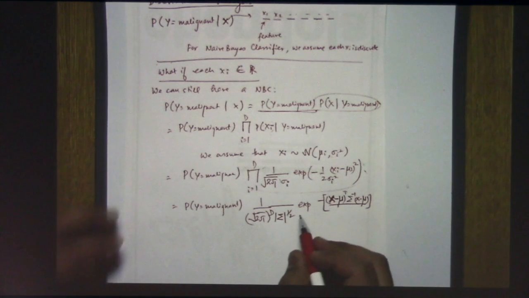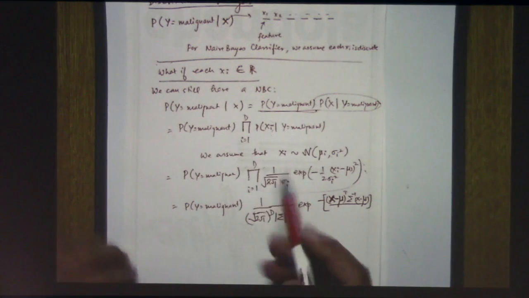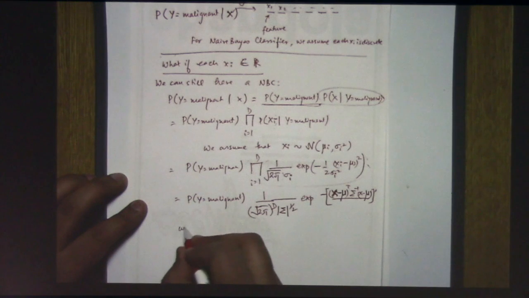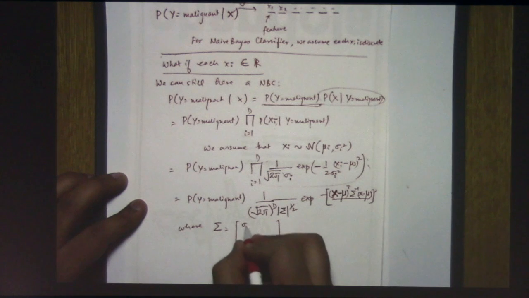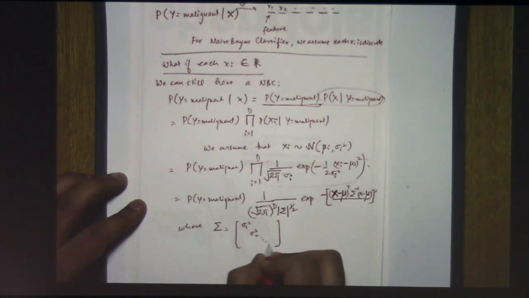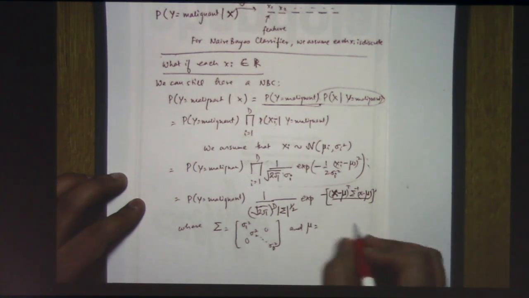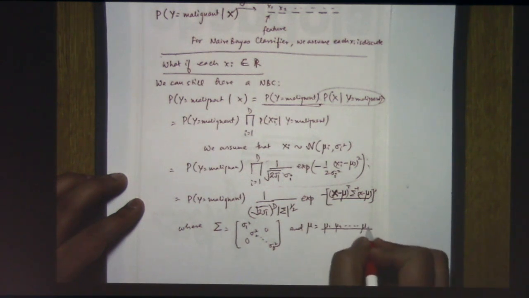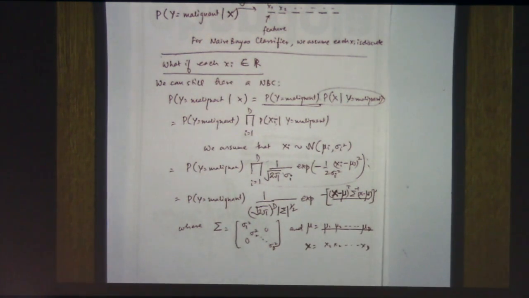So there is no magic here. All we do is open this product and multiply them all together. This would start looking like this, where sigma is nothing but a diagonal matrix, in which you have sigma 1 squared, sigma 2 squared, until sigma d squared, and zeros elsewhere. And mu is nothing but a vector with mu 1, mu 2, mu d, and x is of course all your inputs in a vector, right? This is just by multiplying this together.